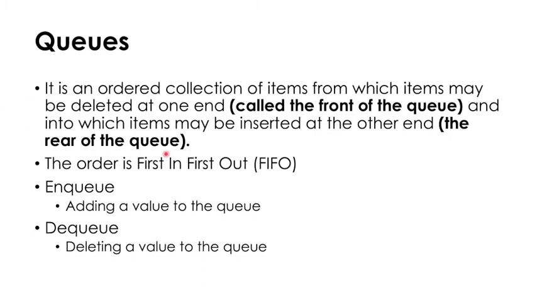Alright, so our next topic will be all about queues. So queues are an ordered collection of items from which items may be deleted at one end, called the front of the queue, and into which items may be inserted at the other end, the rear of the queue. So this one can be explained by the first in first out method. So let's say the queue in milk tea shops or in Jollibee, or in restaurants. So this is how it looks like. So we have enqueue, which adds a value to the queue, and dequeue, which deletes a value from the queue.